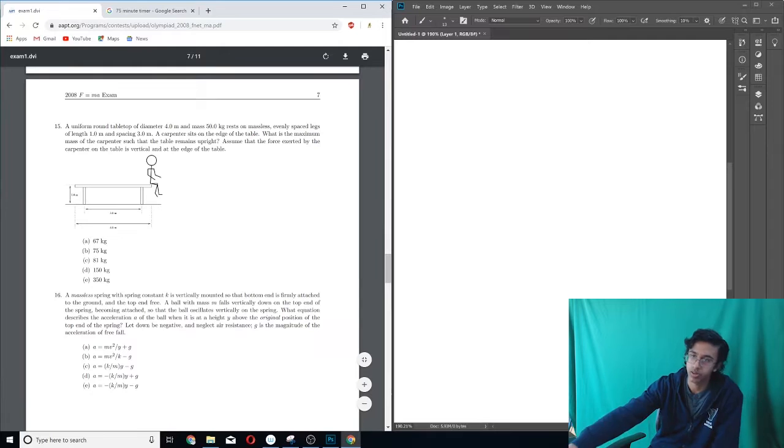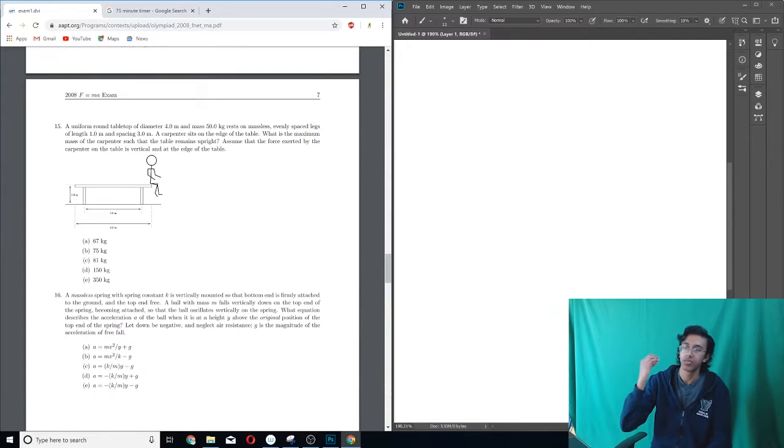Okay, a uniform round tabletop of diameter 4.0 meters and mass 50 kilograms rests on massless, evenly spaced legs of 1 and spacing 3. A carpenter sits on an edge of the table. What is the maximum mass of the carpenter such that the table remains upright? Alright, this is just a torque problem.